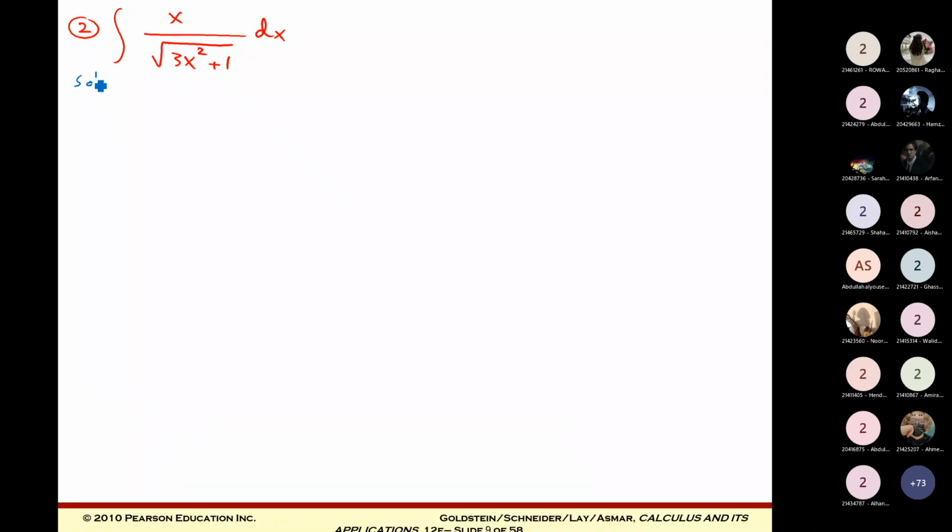We need to check whether this is solved by substitution. Yes. Why? Because inside the root we have 6x, so we can find the x outside the root. So this is by substitution. Now, what is the value of u? Is it x, or 3x squared plus 1, or the radical of 3x squared plus 1? What's the value of u?